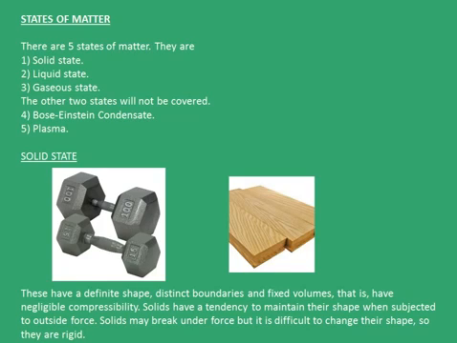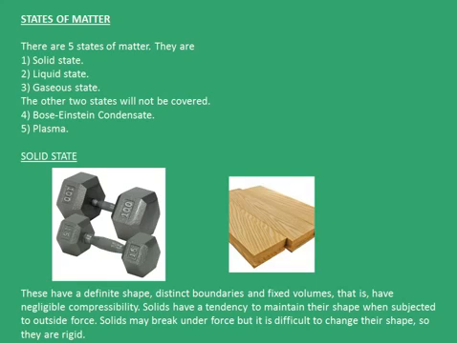There are 5 states of matter. They are the solid state, the liquid state, the gaseous state, and there are 2 other states that will not be covered in this chapter. Those are the Bose-Einstein condensate and the plasma. So let's first see the solid state.